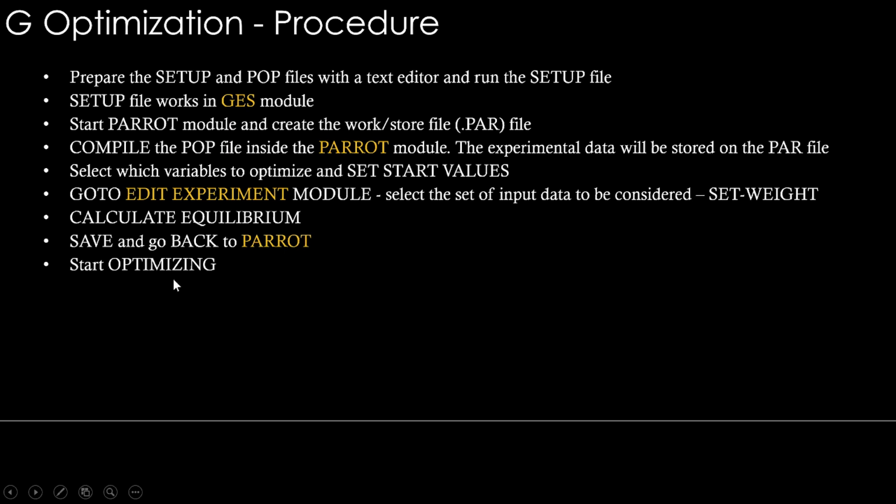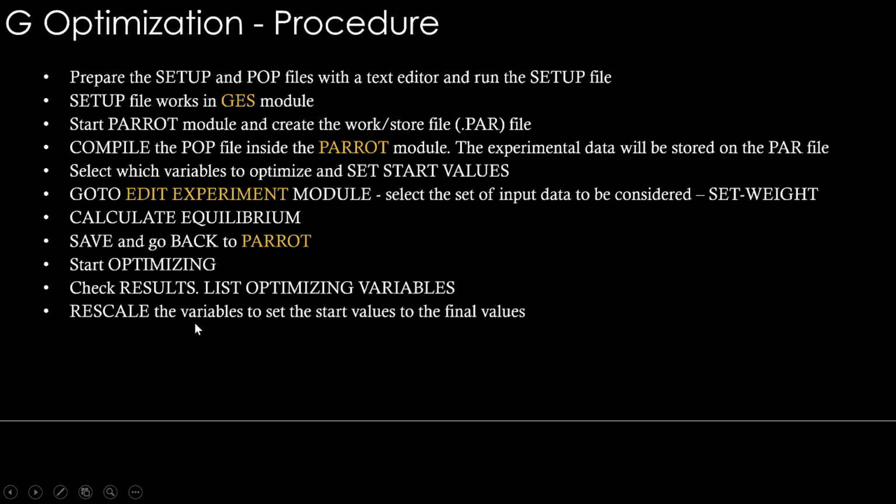Once we are back in parrot, we can do optimizing. So we can type optimize. Basically, all these things in capital letters are the syntaxes that we will be typing, the names of the modules. Check results, list optimizing variables. These things we can do to check how the optimization is going. We can check the errors and see whether they are getting smaller or staying constant. Those things we can check.